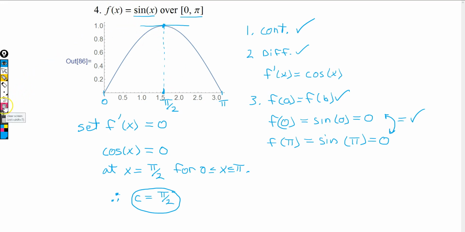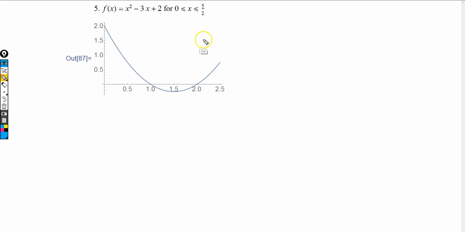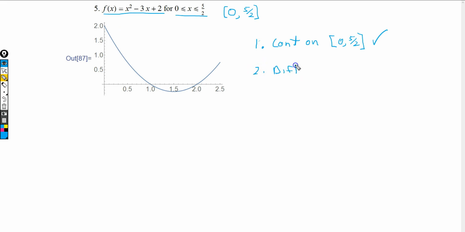Now let's look at this example. So we want to look at f of x equals x squared minus 3x plus 2 for x between 0 and 5 halves. So over the interval from 0 to 5 halves. So first of all, is this function continuous on the interval from 0 to 5 halves? Well, certainly it is, because it's a polynomial. Polynomials are continuous everywhere. Is it differentiable on 0 to 5 halves? Well, certainly, because it's a polynomial, and its derivative is 2x minus 3, which exists on this interval. So yes.